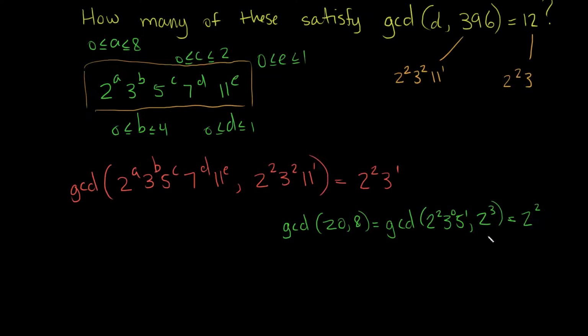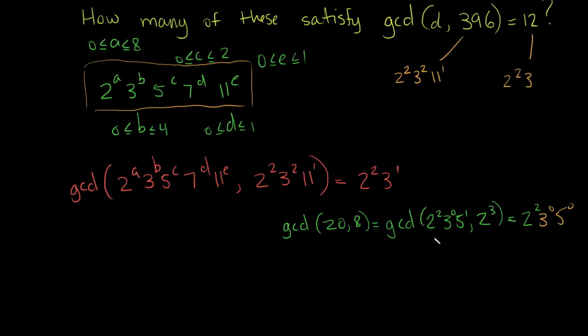So we have 2 squared, and really we could write this as 2 squared, and then 3 to the 0. Each one has a 3 to the 0, so let's write out the 3 to the 0. And then this one has a 5 to the power of 1, but this 2 cubed times 5 to the 0, it has no powers of 5, so we can't take any powers of 5, so 5 to the 0.